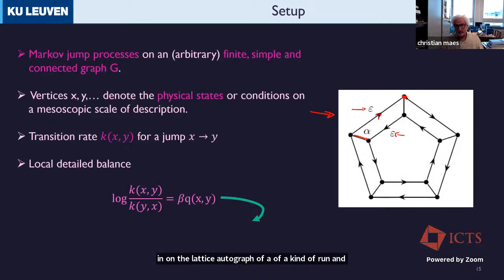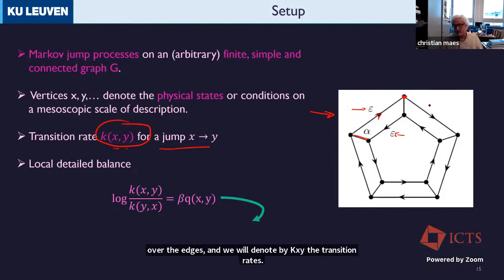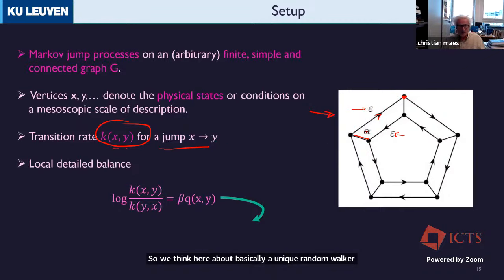Okay, so what do we have? We have states which are denoted by x and y typically. We have jumps over the edges, and we will denote by k_xy the transition rates. So we think here basically about a unique random walker on that graph, but that unique random walker can really be a walker hopping between various many-body conditions.